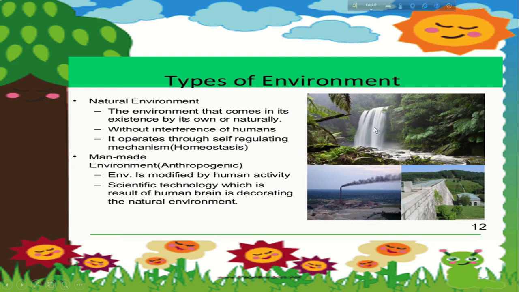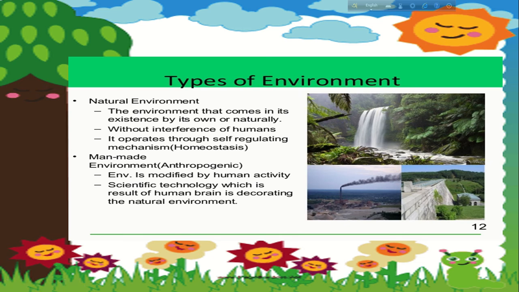Follow. Here is a waterfall. This is naturally created, and there are two pictures also, an industry base and a part of a dam or bridge, which are man-made. So, natural environment is the environment that comes into existence by its own or naturally, without interference of humans. It operates through a self-regulating mechanism. And man-made environment is the environment which is modified by human activity. Scientific technology, which is the result of the human brain, is decorating the natural environment.